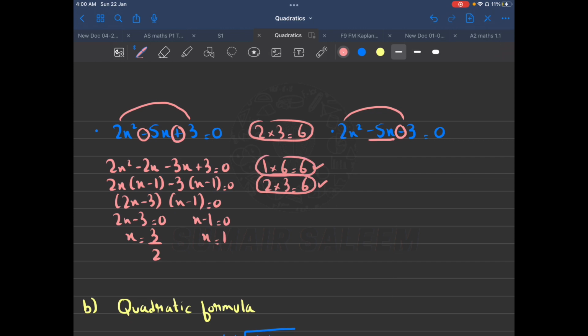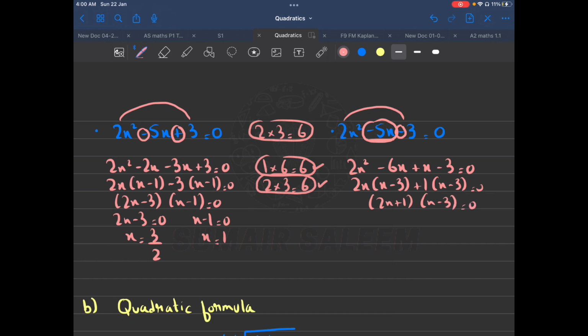So let's use that. 2x squared. Now we need to use 6 and 1 in a way that it becomes minus 5. So I'm going to write minus 6x plus x minus 3 is equal to 0. Take 2x common, x minus 3, take plus 1 common, x minus 3. And it's going to be 2x plus 1, x minus 3 is equal to 0.